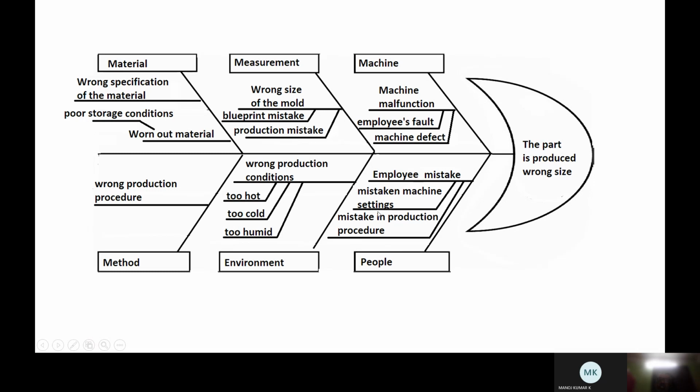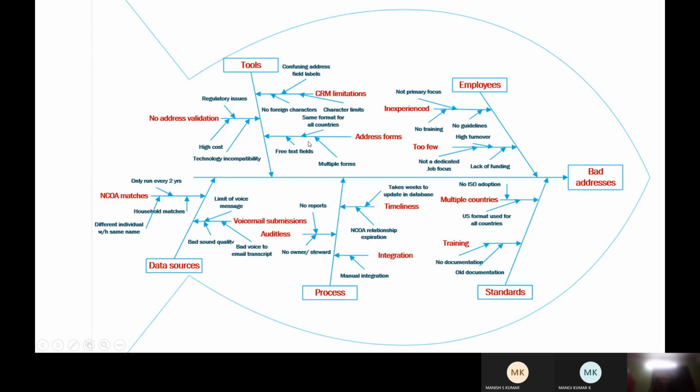Or mistaken machine setting. We have to give the setting. Unfortunately, your 19 PM students are not trained in this. We have at least some machines for training. Even now we have additive manufacturing facilities also available. Not in the academic block, on the other side there is a separate building. So all these things, maybe when you come for the 7th semester, you can see. Mistake in the production procedure. Okay.